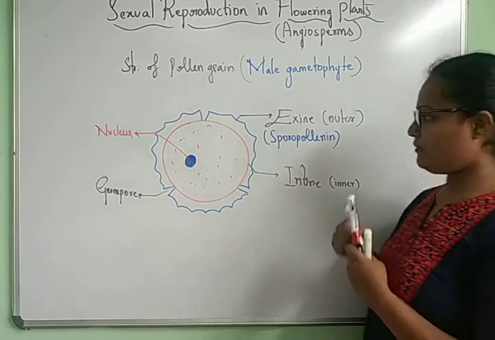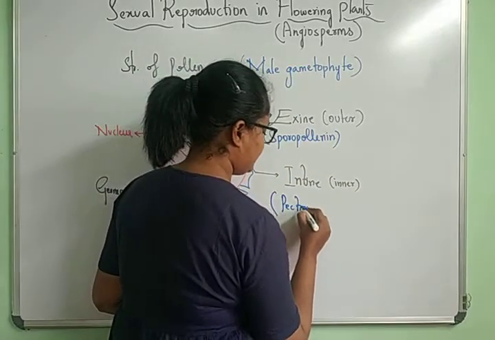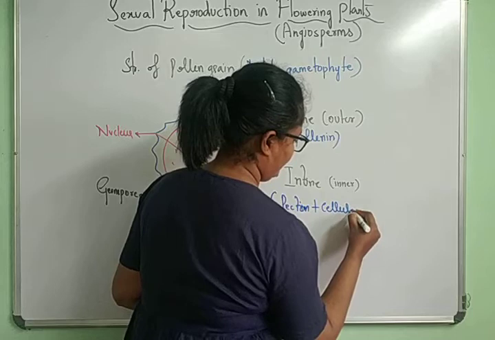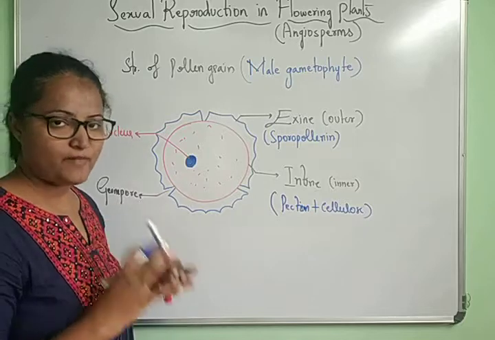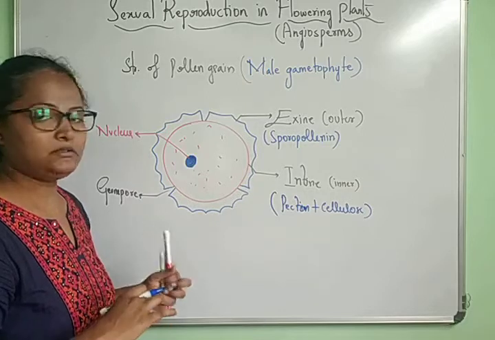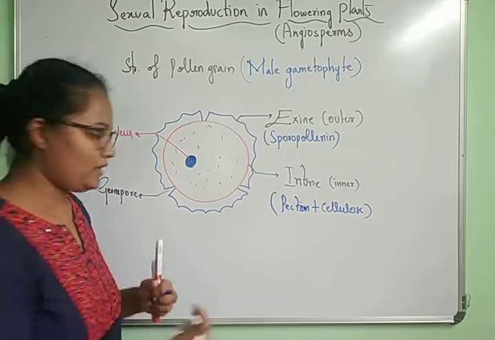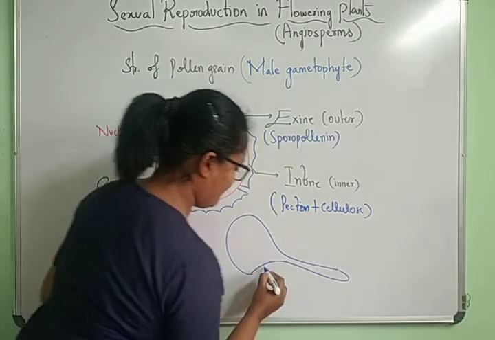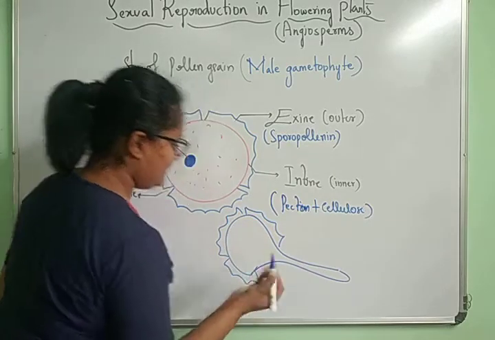Intine is also made up of substances called pectin and cellulose, which make it smooth. Okay, and how will there be formation of a pollen tube, as we said? How will there be formation of a pollen tube? So like this, a tube is formed and extended. This extension will be helped by the germ pore.